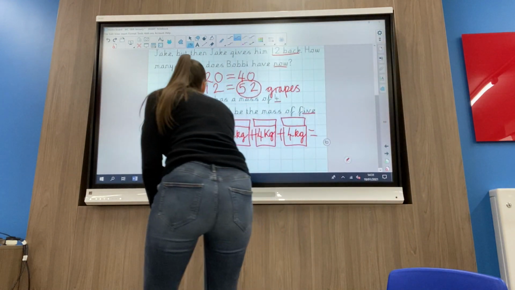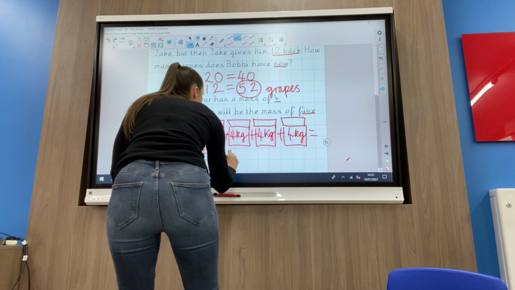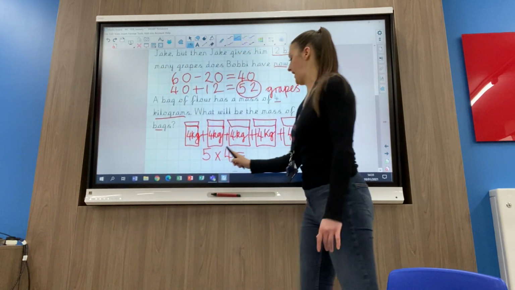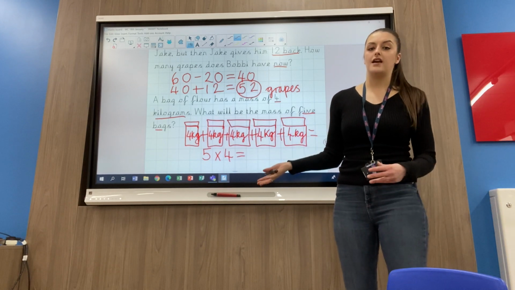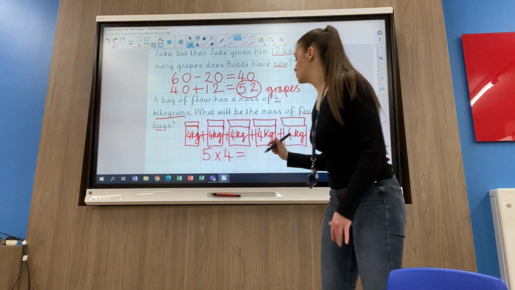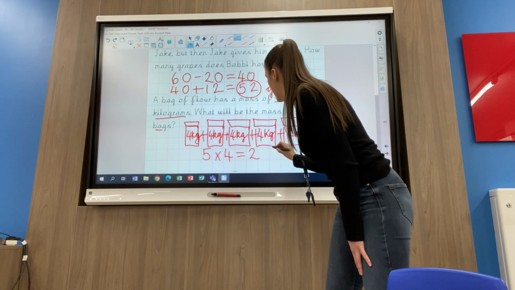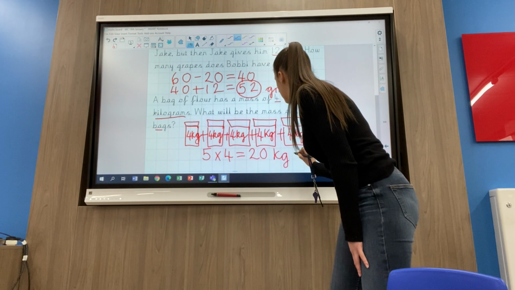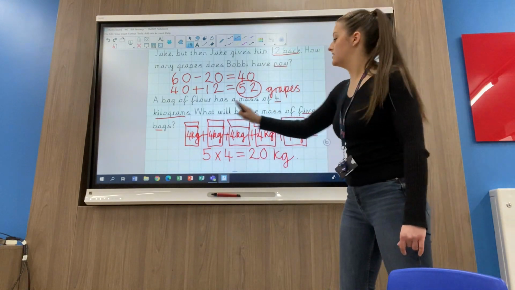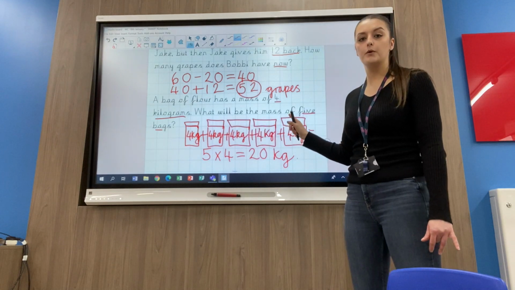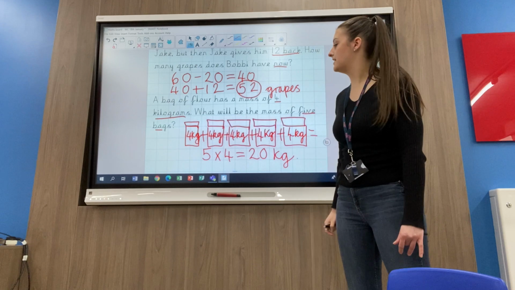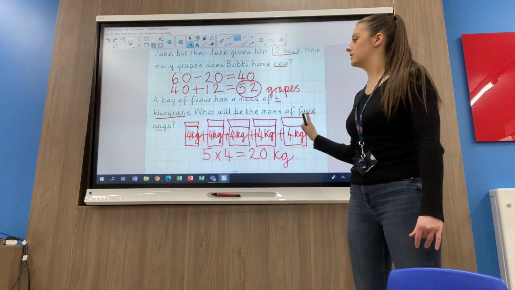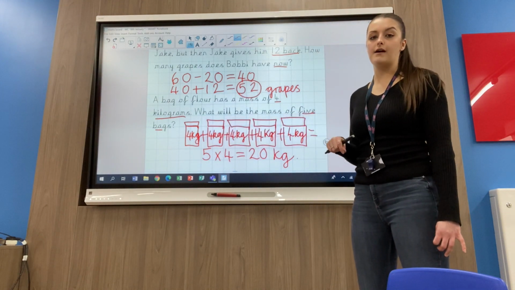And 5 lots of 4 we write as 5 times 4. Okay? And we all know our 5 and 4 times table. 5 times 4 is 20. So altogether, I've got 20 kilograms. Okay, so I don't have to individually add those bags up. It's just repeated addition, which we know we can do a multiplication of 5 lots of 4 kilograms.